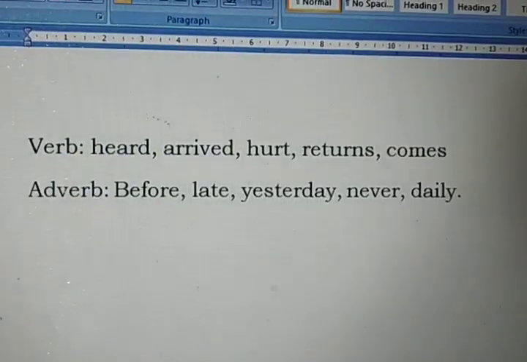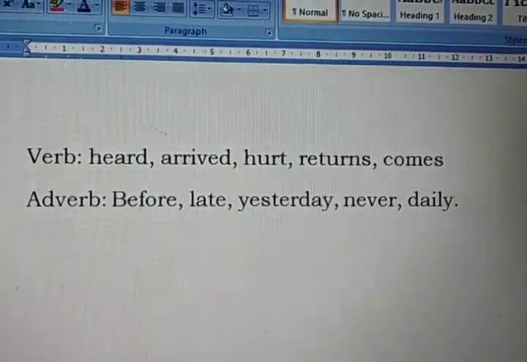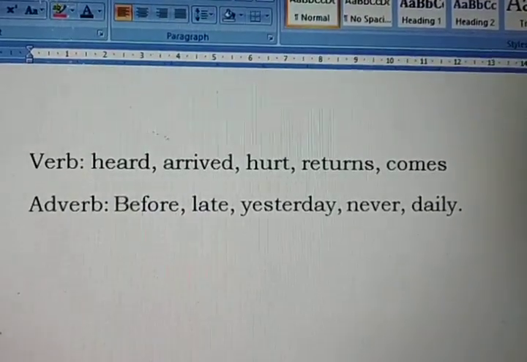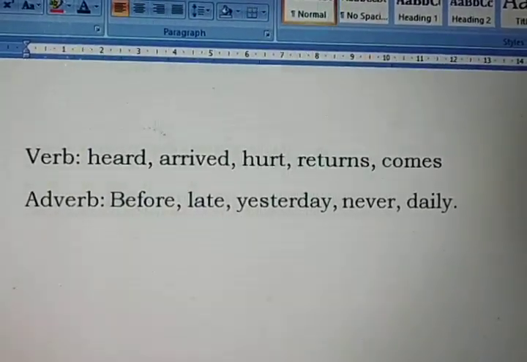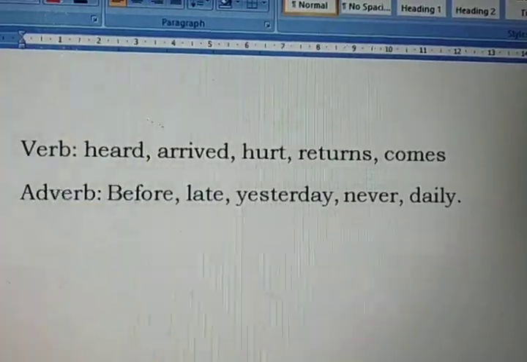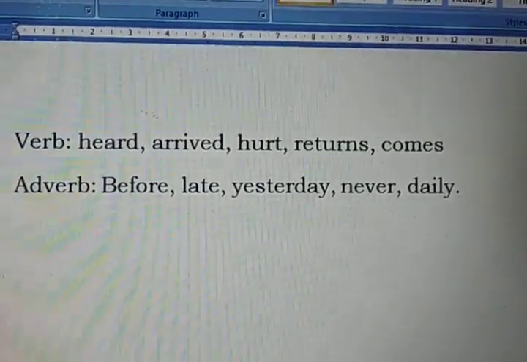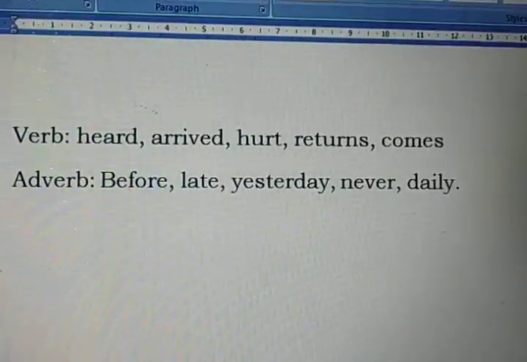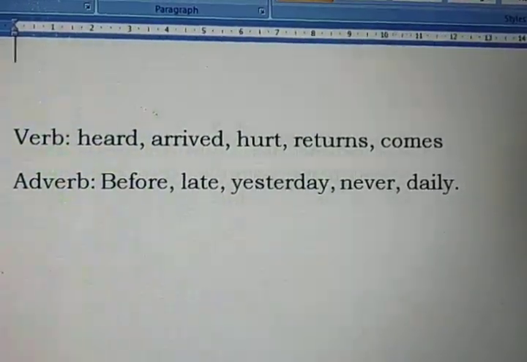You can see from here the verbs we have are heard, arrived, heard, returns, comes, and these are modified by different adverbs. First one before, late, yesterday, never, daily, and these are all adverb of time.